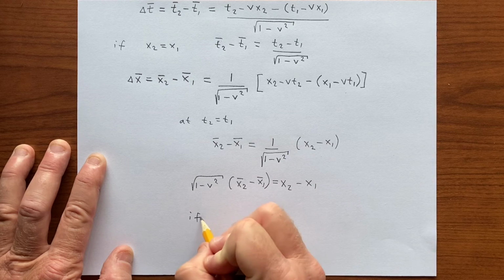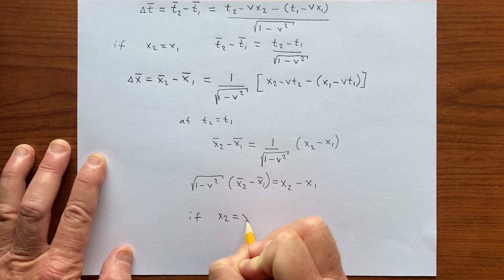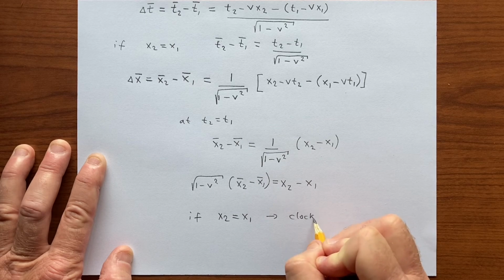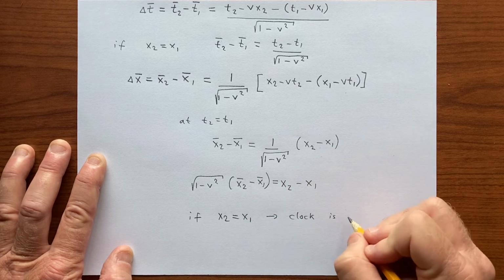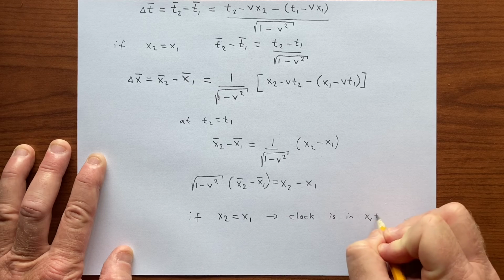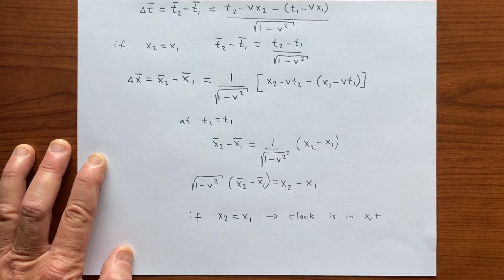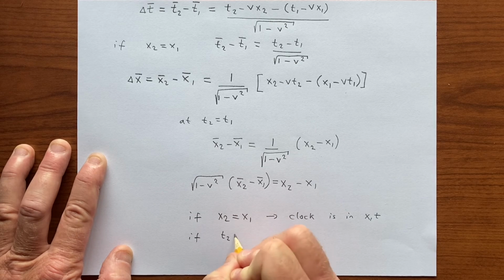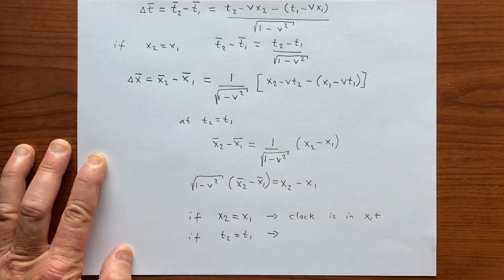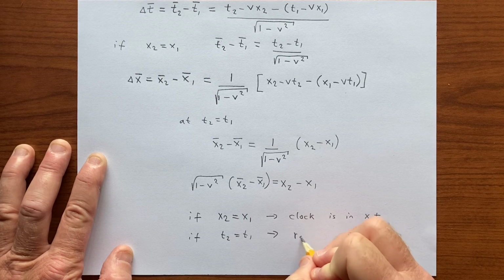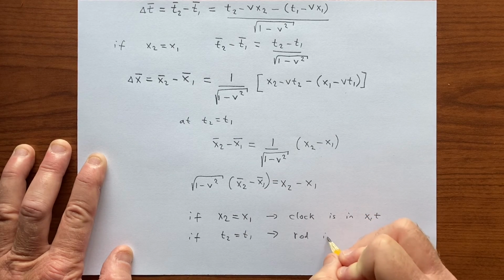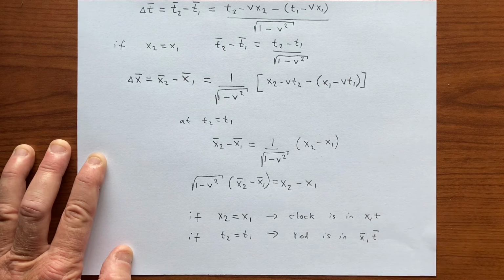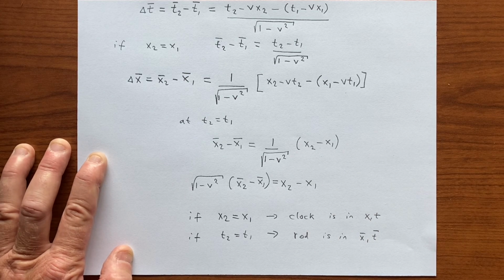So we're seeing that if x2 equals x1, then the clock is at rest in that frame. If t2 equals t1, then what we're saying is that the rod is at rest in the x bar t bar frame.